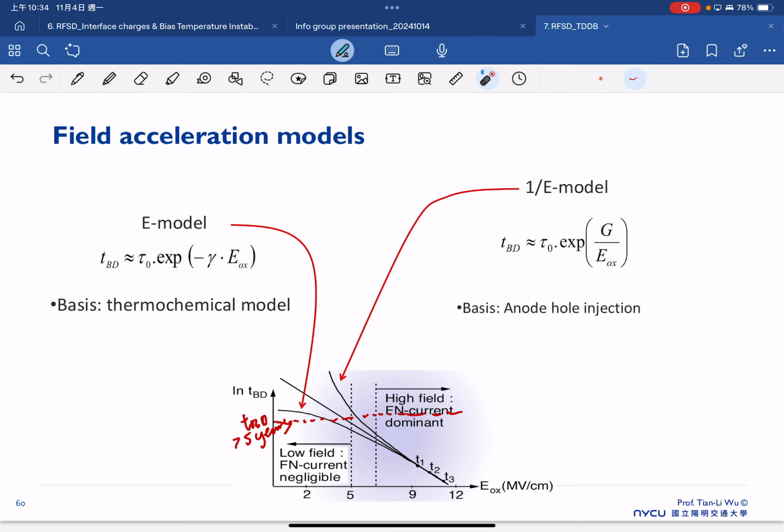So nowadays, we actually don't have a conclusion on which model is correct, because the model needs to be carefully used once we consider the physical reason. For example, if we consider the 1/E model, it needs to fit that the degradation is based on the anode-hole injection. If we consider the E model, it needs to fit that the physics is based on the thermochemical model. That's the only way we can make sure our model is correctly used.